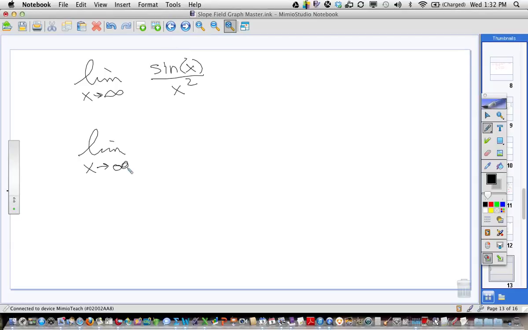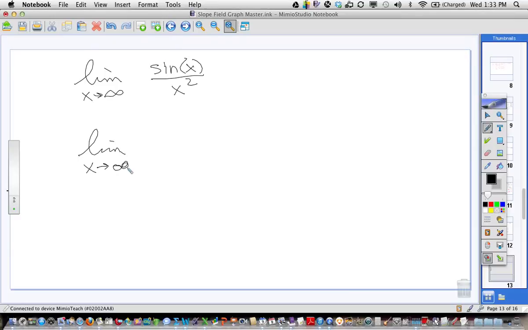Keep going. Well, the bottom is going to keep getting bigger. And the bottom's going to get huge. So what you have are numbers on top that are alternating between -1 and 1, divided by a really, really big number. It's going to go to 0. Now, it's going to alternate from negative to positive, right? Because when sine is negative, you're going to have a negative divided by a really big positive, and that'll be close to 0. It'll be really small, but it'll be negative. But then when sine turns and goes positive, you'll have a positive number divided by a really big number, and that'll be a really small positive number.